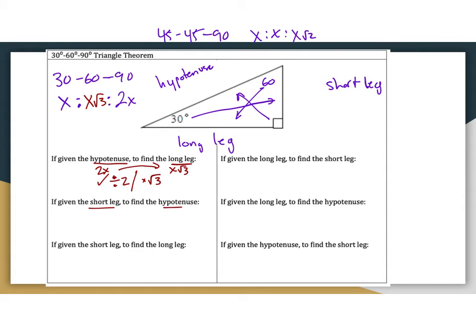If you're given the short leg, x, and you're trying to find the hypotenuse, which is 2x, that's not too terrible. All I really need to do is multiply by 2, and that will give me my hypotenuse. If we're given the short leg and need to find the long leg, you have x and you have x square root of 3. Again, not too terrible. I'm just going to simply multiply by square root of 3, and I'm going to leave my answer like that.